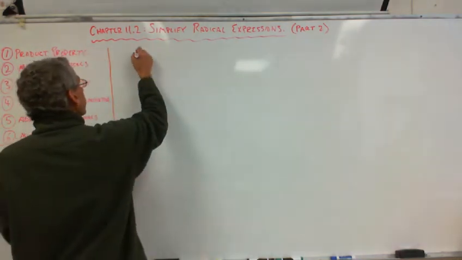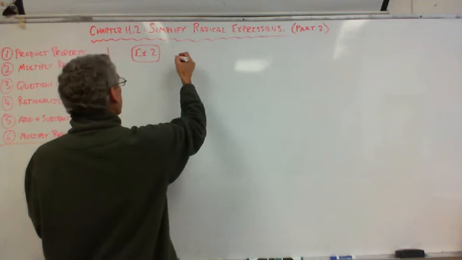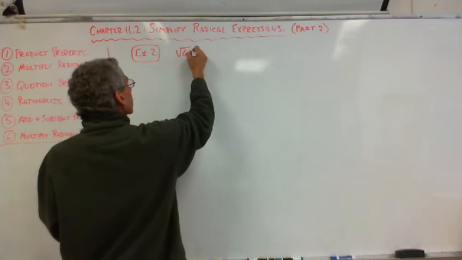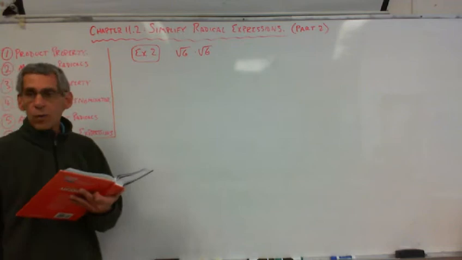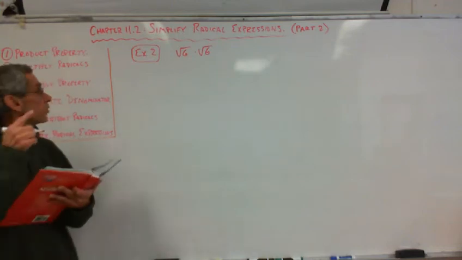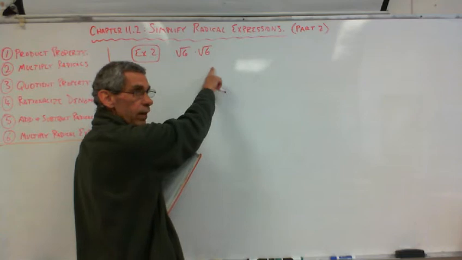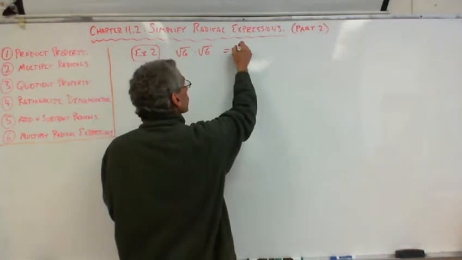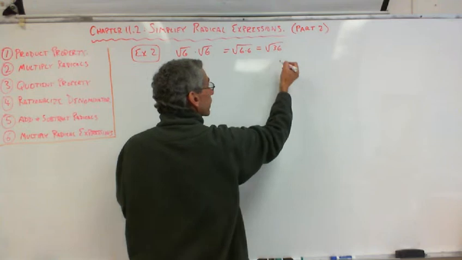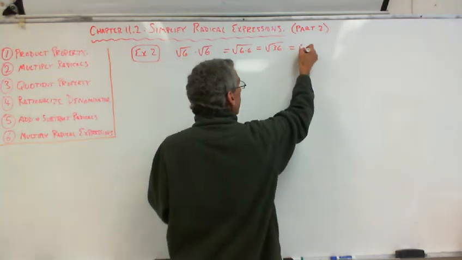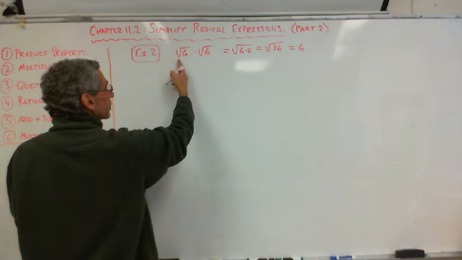So this is example 2 in the book. I'm just going to use their example. It's the square root of 6 times the square root of 6. When you multiply radicals, as we remember with the product property, you can put them under the same radical sign. So that could be the square root of 6 times 6, which is the same thing as the square root of 36, which is 6.